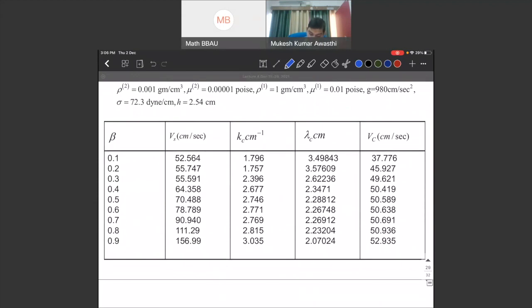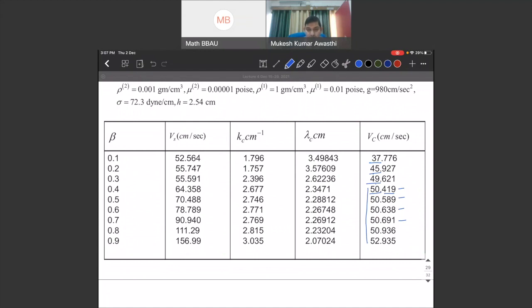A similar observation can be obtained from this table. See, for 0.1 it is 37, then 49, then 40, then 45, then 49, then 50, and we can see that when the vapor fraction increases beyond a certain limit, the increment in the relative velocity is very small. But still it is stabilizing.